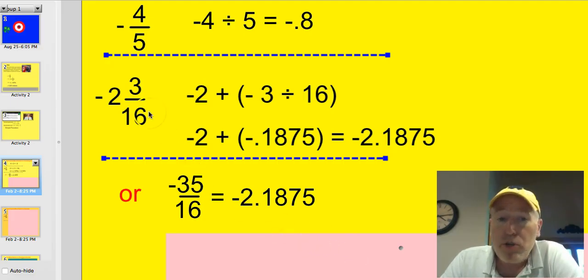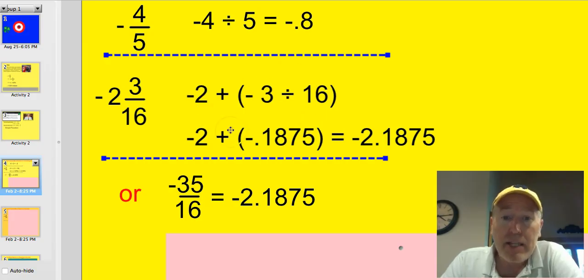Now, let's say you didn't have a calculator. If you really want to, you could flip this into an improper fraction. Negative 2 times 16 is 32, plus 3 is negative 35/16, and pop it into your calculator that way as well. You're going to get the same answer. Either way is fine with me.